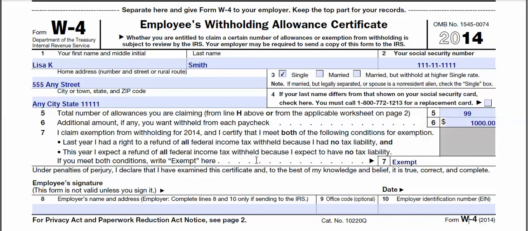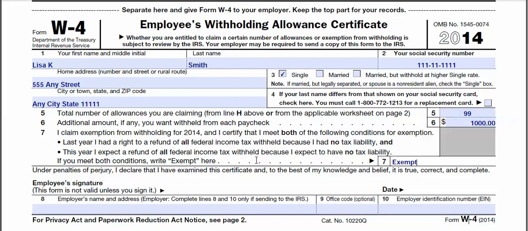So after you have completed boxes 1 through 7 and everything is very clearly written, or printed, I should say, printed is the term, clearly printed, and you haven't doubled up on boxes 5, 6, and 7, you've picked one or the other, and you feel comfortable with your choices, then you will want to sign where it says employee's signature.